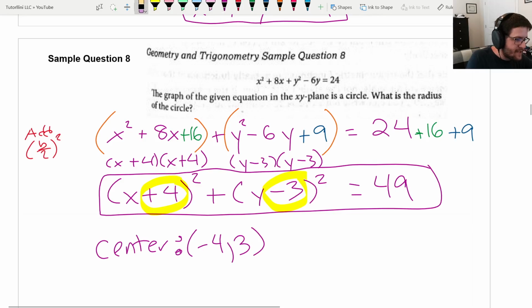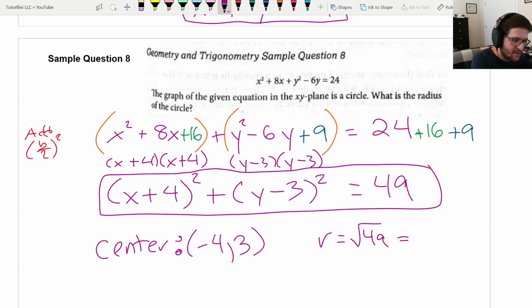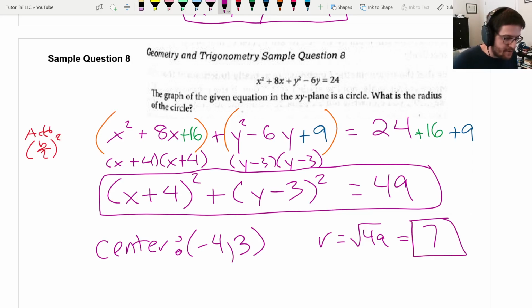And the radius is the square root of whatever is on the right side, because it's r squared. So r is the square root of 49. The square root of 49 is 7. So this would be a center of -4, 3, and a radius of 7.